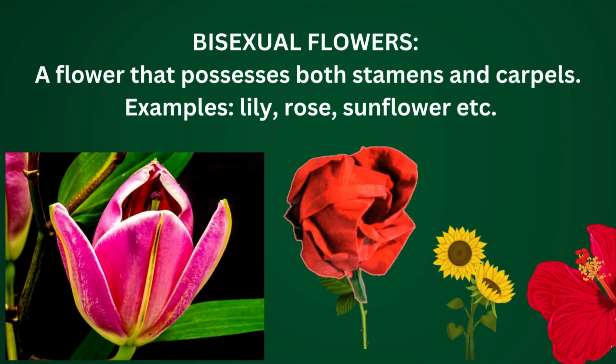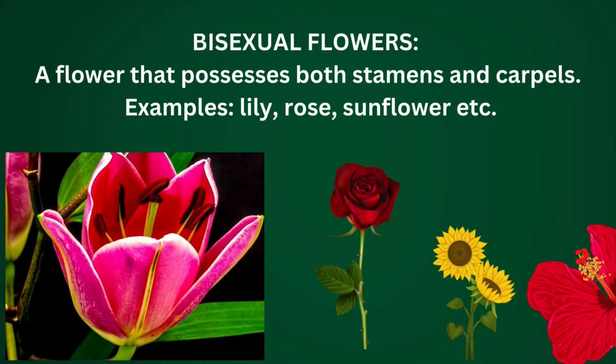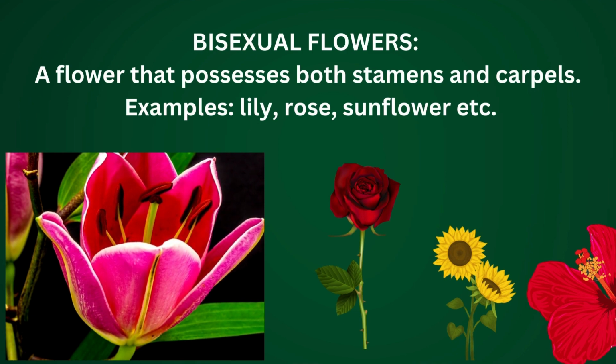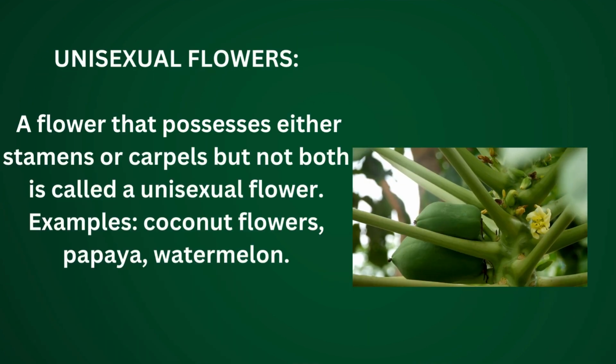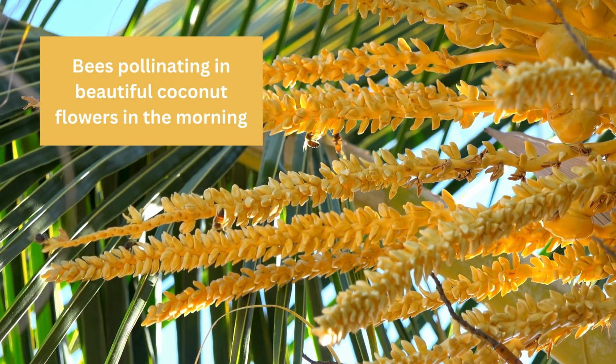Bisexual flowers. A flower that possesses both stamens and carpels is called a bisexual flower. Unisexual flowers. A flower that possesses either stamens or carpels but not both is called a unisexual flower. Examples: coconut flowers and papaya.